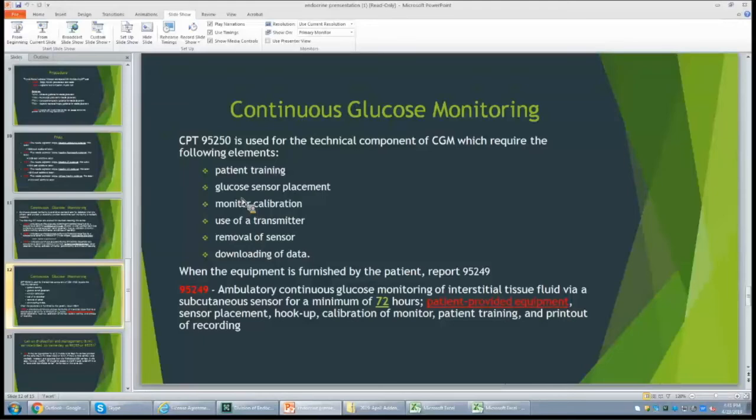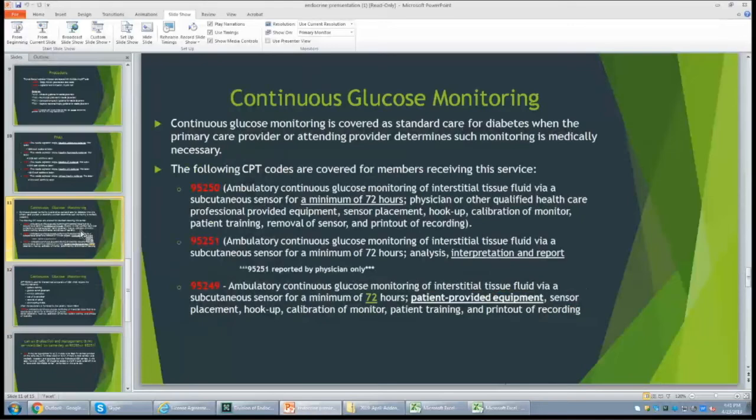But there are two types. There's one where the interpretation is of a patient who owns the sensor, and we interpret it once a month. Yeah, that's the format. Patient-owned equipment. That one is, which code is that? 95249. Yeah. And that's what's also on the front one. Patient-provided equipment. That's it. I made sure I underlined it right here.